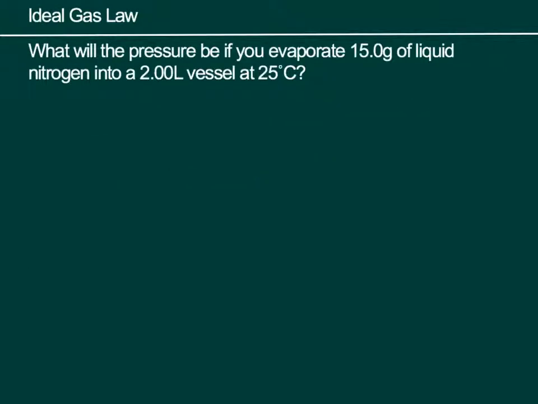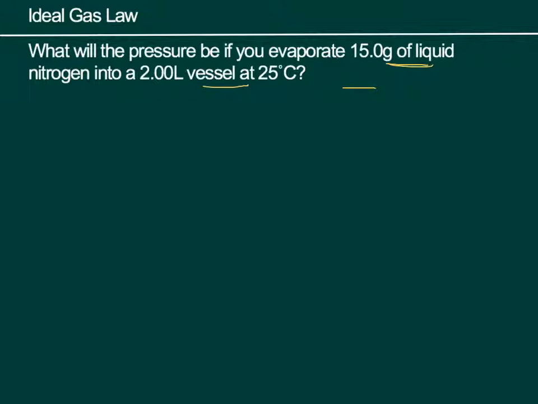Alright, so let's take a look at how we can solve some of these problems. So the ideal gas law: what will the pressure be if you evaporate 15 grams of liquid nitrogen into a 2-liter vessel at 25 degrees Celsius? So again, the first thing to figure out is which form of this we're going to use. In this case, I'm given a mass, 15 grams. I'm given liters, and I'm given degrees Celsius.